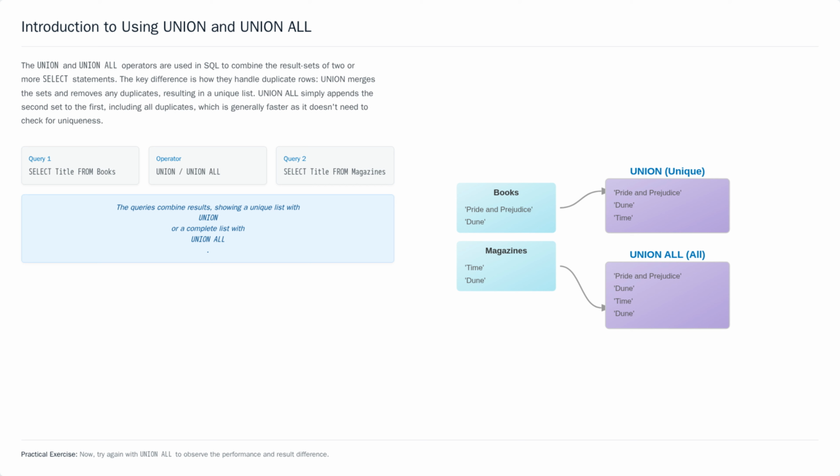We write our first query, select title from books. Then we add the keyword union. And finally, we write our second query, select title from magazines. SQL Server will execute both, combine the results, and remove any titles that appear in both tables. Now, let's swap union for union all and observe how the output changes if there are duplicates.